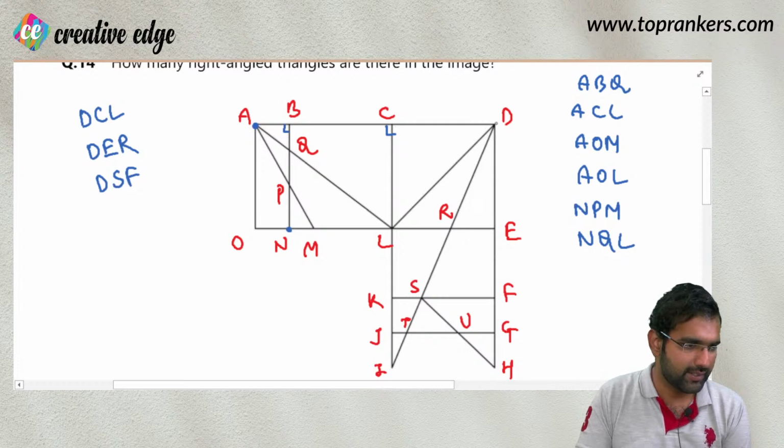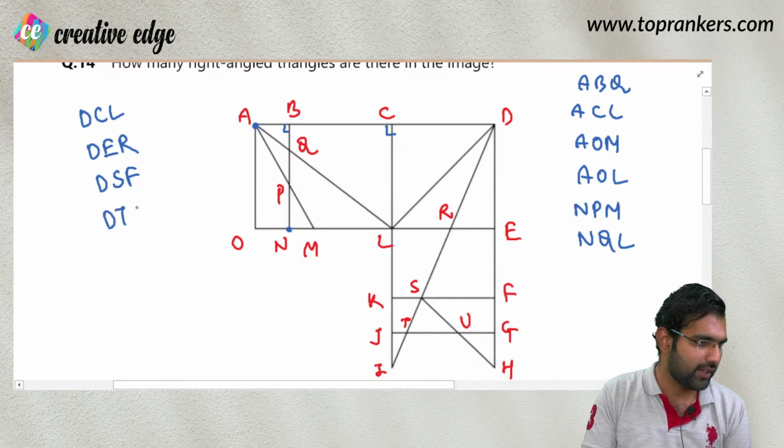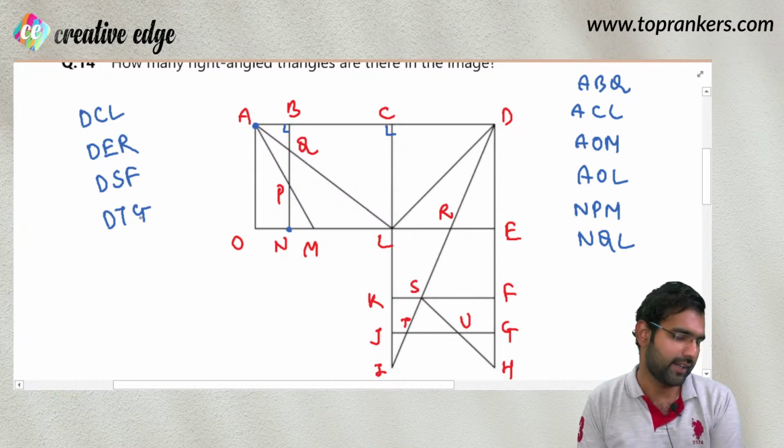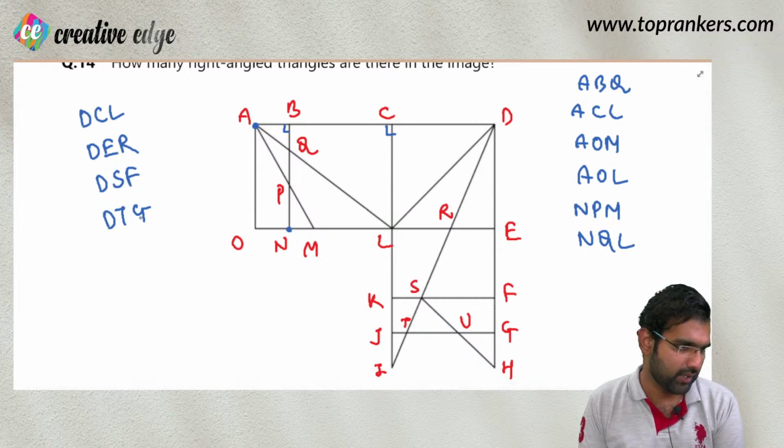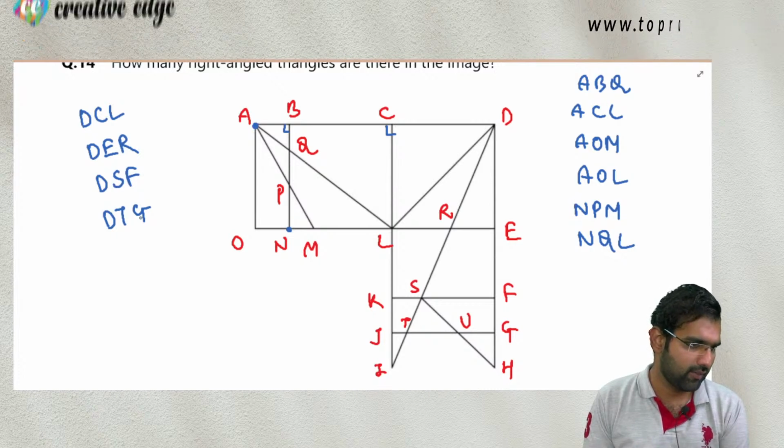Not just that, it doesn't stop just here. DTG should be one of another right angle triangles which we must all have seen, right? Apart from that, are we left with anything else? DRE I have covered, have I? Yes. DSF we have covered, DTG we have covered, and I don't think we are left with any.